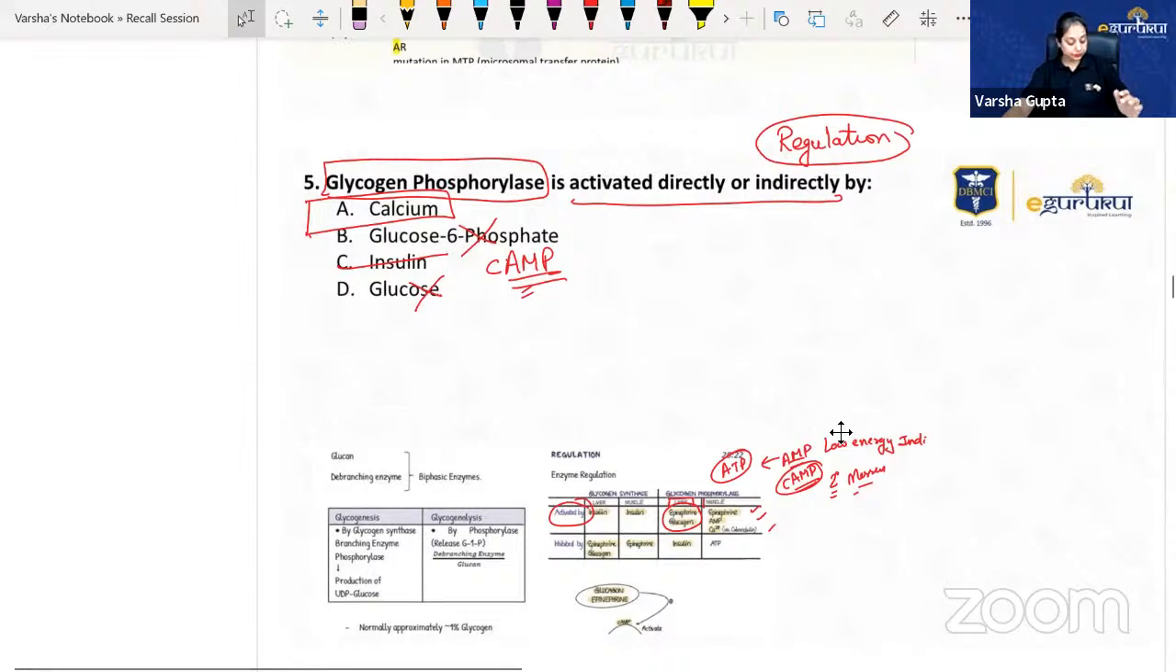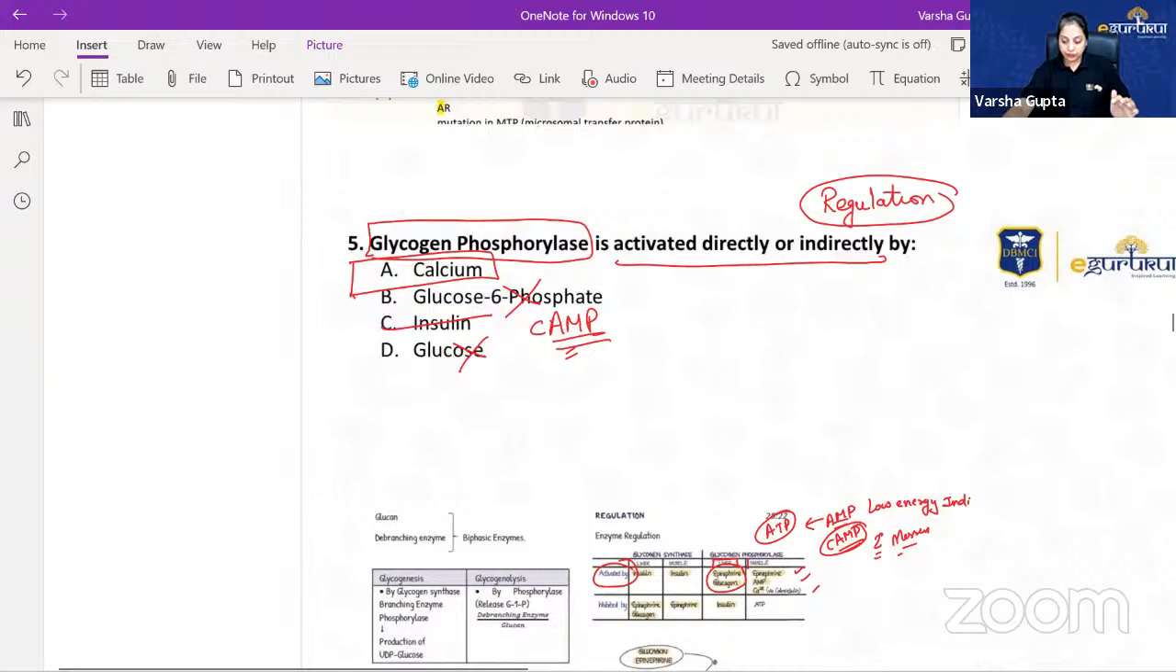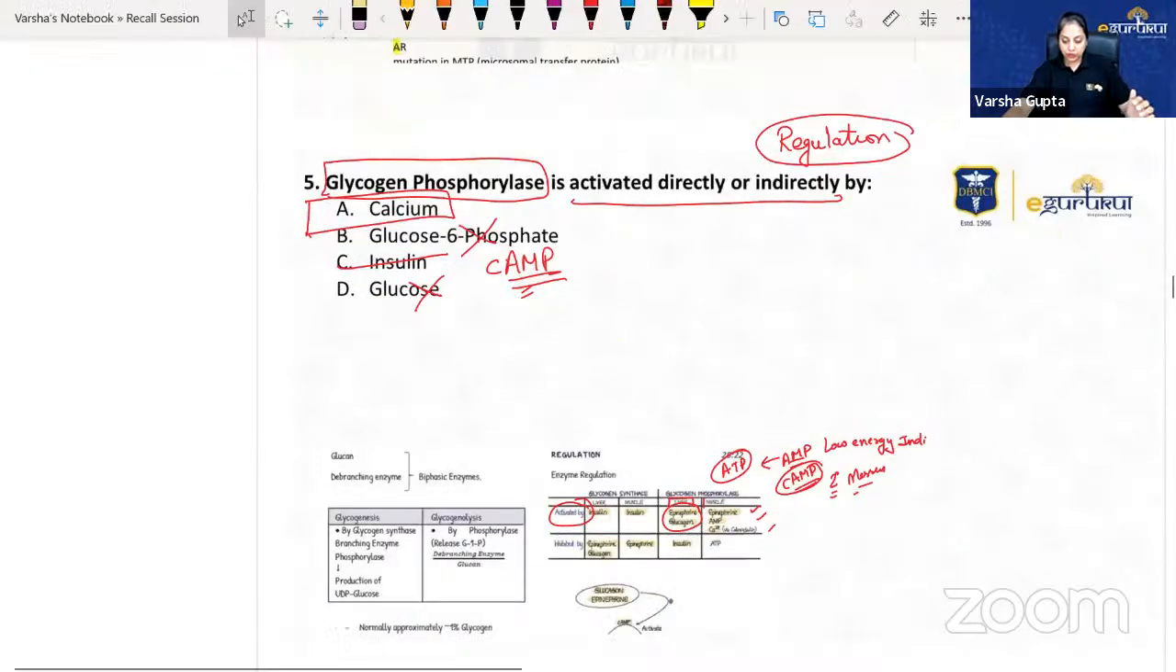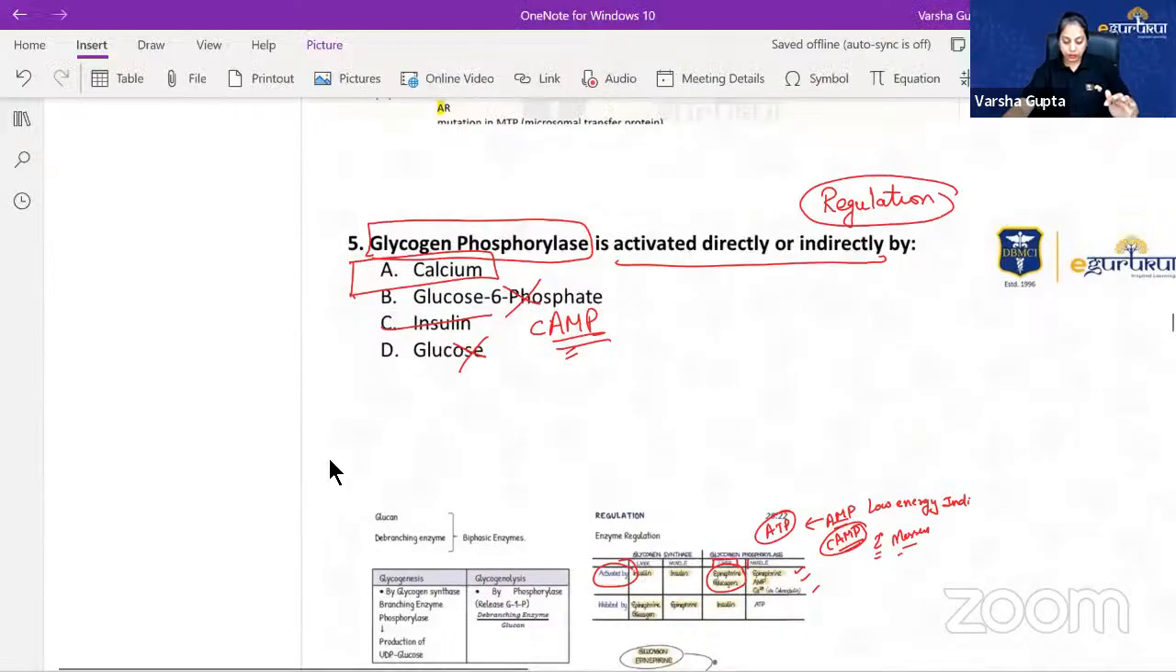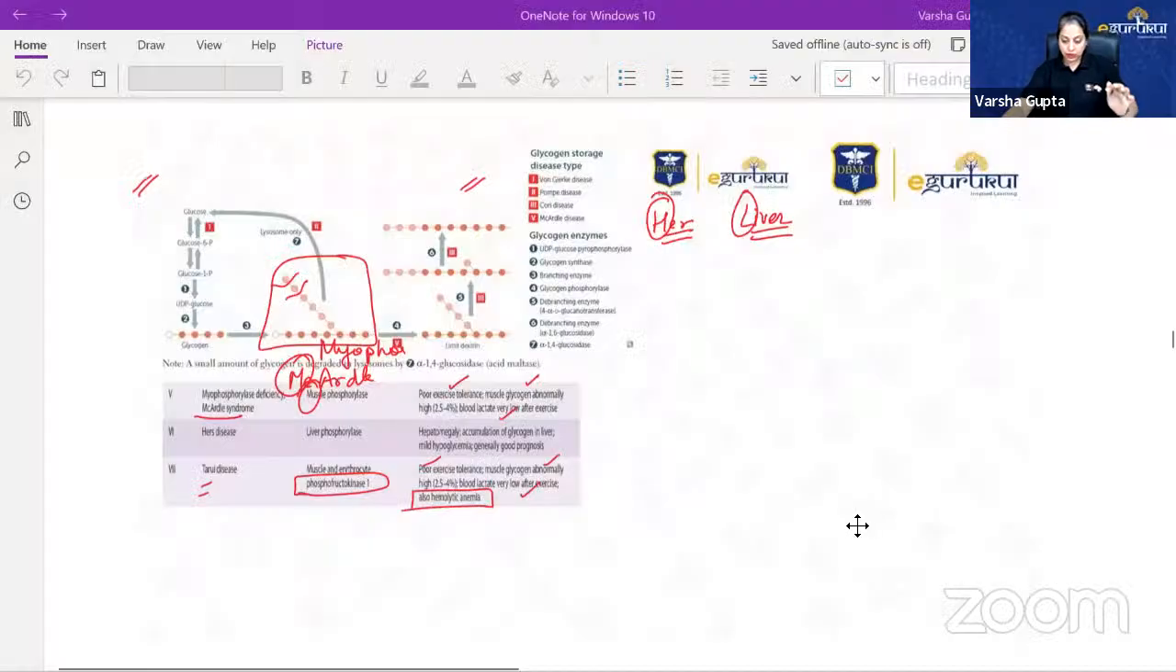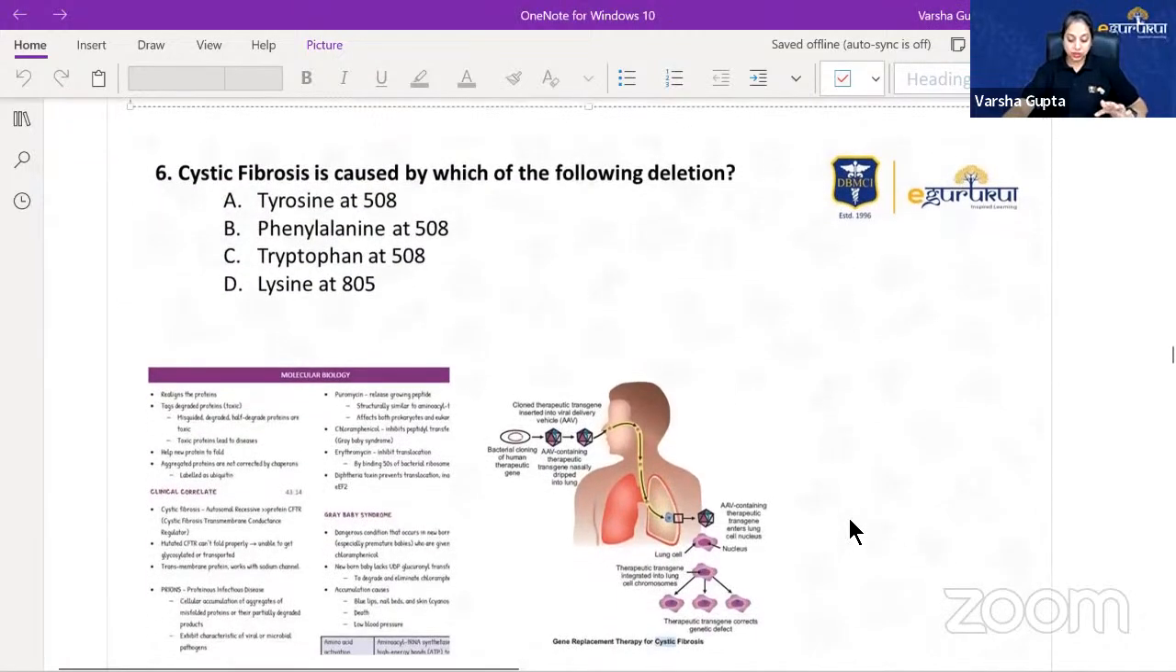My screen is frozen for some reason. Okay. Technical issues.